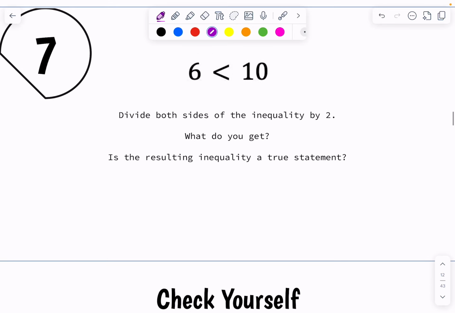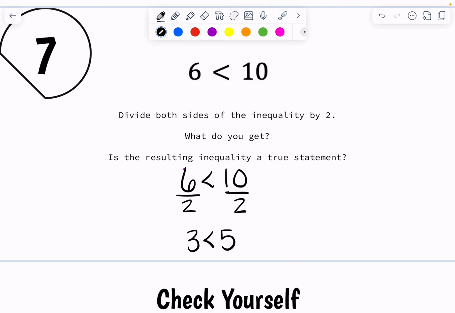Same thing with division. So we're going to look at 6 is less than 10. We can agree that that's true right now. So we're going to divide both sides of the inequality by 2. I'm going to show my division as a fraction because every fraction is a division problem. So 6 divided by 2 gives me 3. 10 divided by 2 gives me 5. 3 is less than 5. That is true. That checks out.